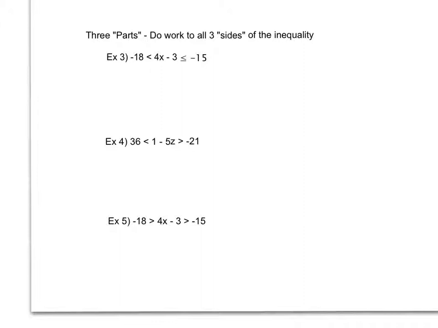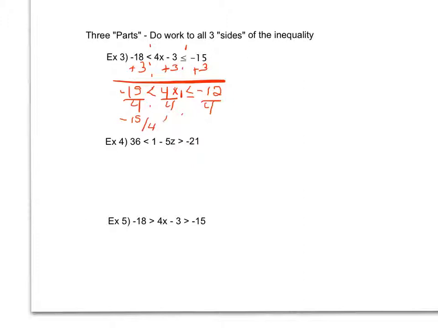First thing I'm going to do is I want to get x by itself still. So now instead of getting x by itself on one side, I want to get x by itself in the middle. So I'll start by adding 3 to all 3 parts. I get negative 15 is less than 4x is less than or equal to negative 12. Dividing by 4, I get negative 15 fourths is less than x is less than or equal to negative 3.